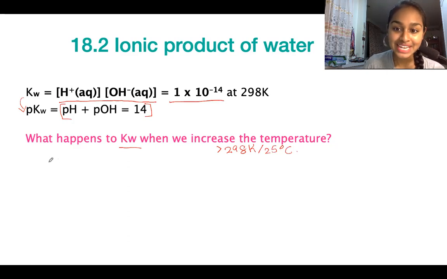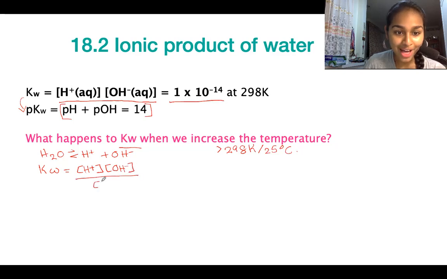In order to help us understand this, it might be useful to derive the reaction that we started off with to get the ionic product of water, and that's the dissociation reaction of water. So water dissociating into its ions, and then we got Kw by writing out the equilibrium expression of the dissociation reaction above, and then we got rid of H2O because it's a constant. Come back to that. Okay, so let's have a look at this reaction then.